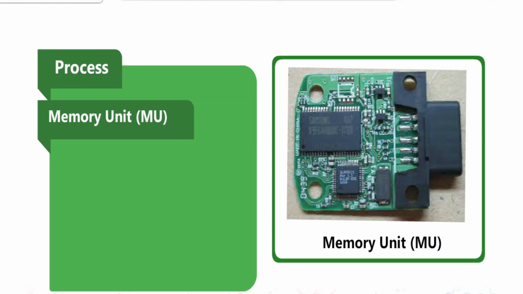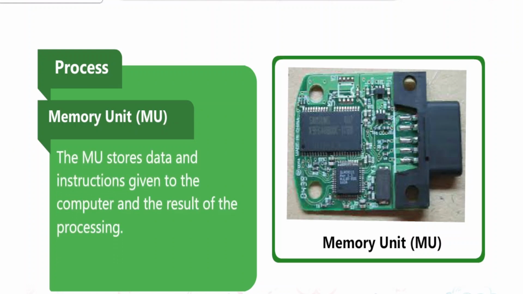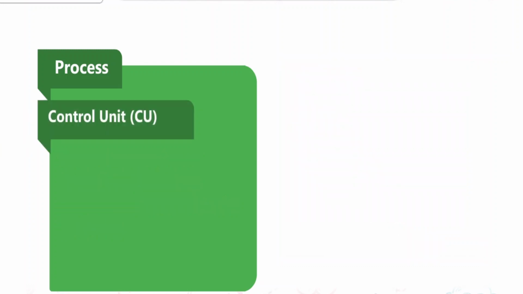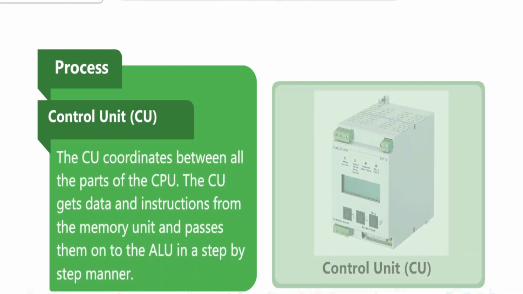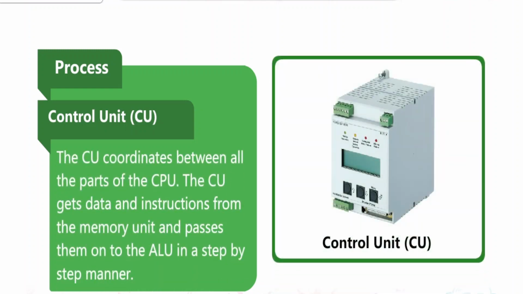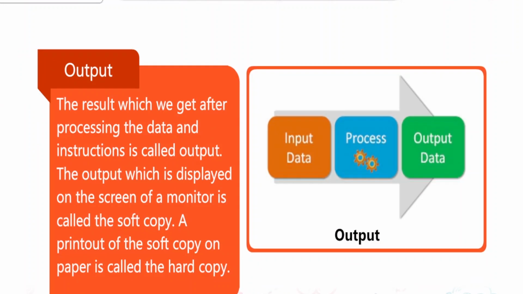Memory Unit, MU. The MU stores data and instructions given to the computer and the result of the processing. Control Unit, CU. The CU coordinates between all the parts of the CPU. The CU gets data and instructions from the memory unit and passes them on to the ALU in a step-by-step manner.